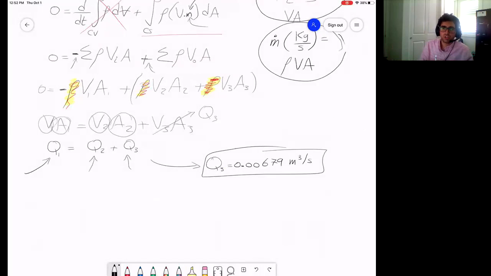Now we know the volumetric flow rate going into the tank. How do we calculate the time it takes to fill up the entire tank? We'd have to calculate the volume of the space that's left in the tank. Exactly. So multiply that by the volume of the tank.